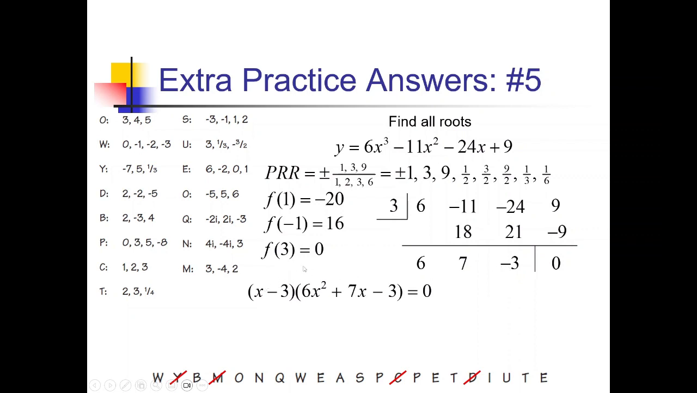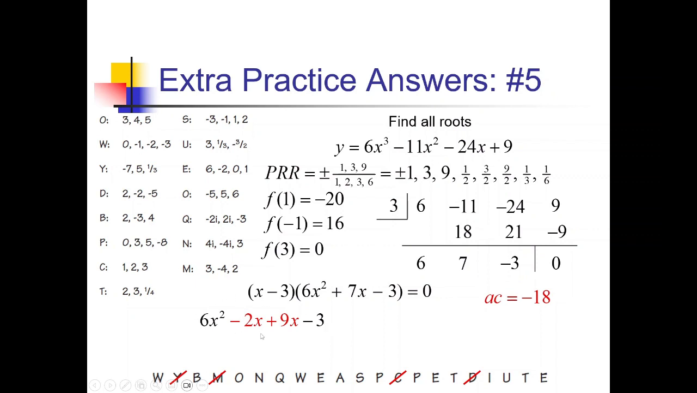Let's see here. I am thinking the AC method might be worth trying here. So we have an AC value of 6 times -3, which is -18. Factors of -18 that add up to 7. Let's see, 1 and 18 is no good. 2 and 9 works if it's -2 and positive 9. So we've got 6x squared minus 2x plus 9x minus 3.